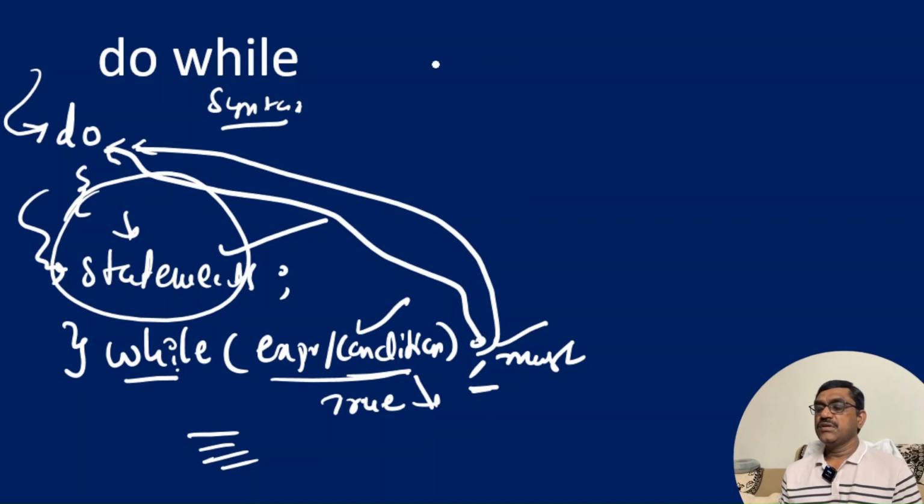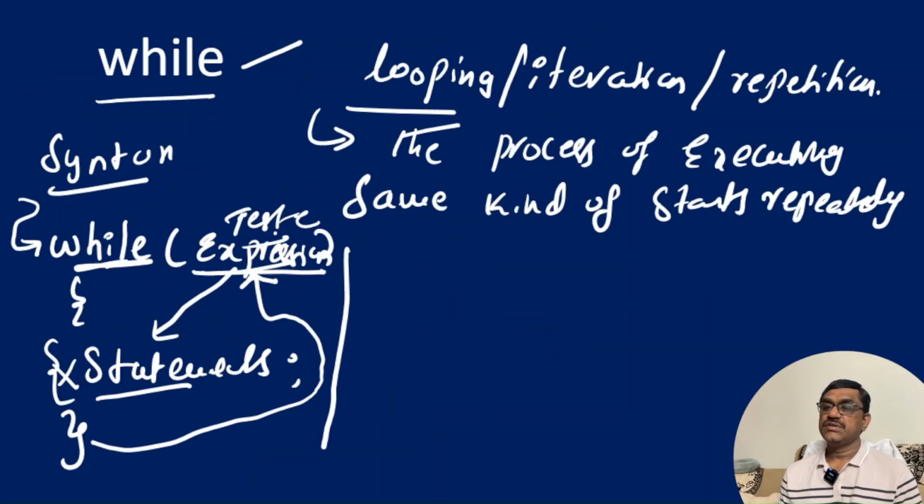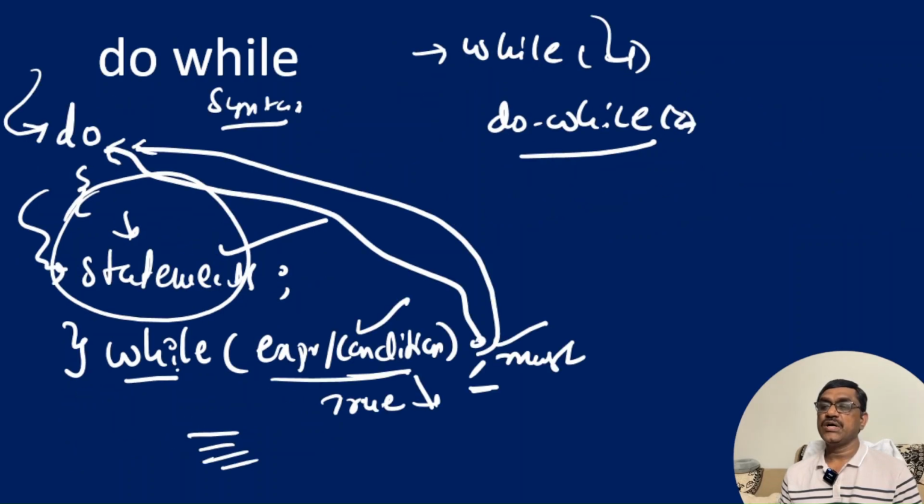Now you can identify some major difference between while and do while. What is the main difference that you identified? See here, in the while, first we check the condition, like we have seen, right? In the while, first we check the condition, then only we execute the statements. But if you observe do while, we do not check the condition first. First we enter into the statements and execute them. After executing the statements, then we check the condition.